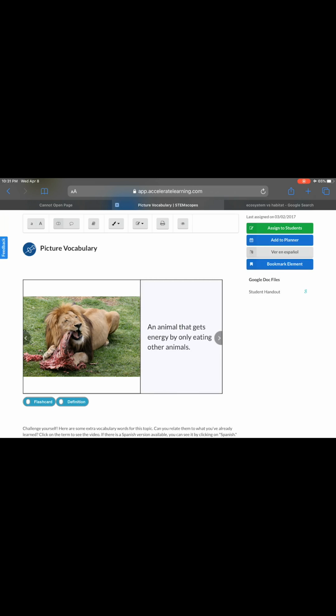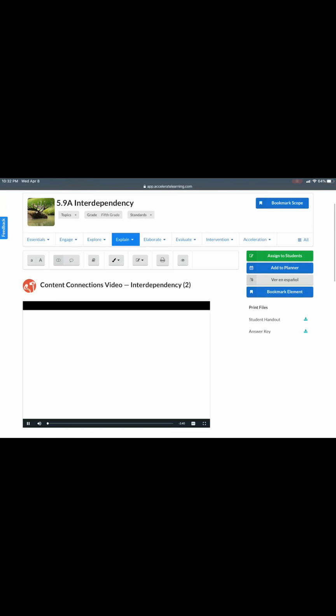Carnivore. An animal that gets energy by only eating other animals. Some humans make a choice to only eat meat. I have heard of this diet. But really, humans are omnivores. We have a choice. These lions don't have a choice.